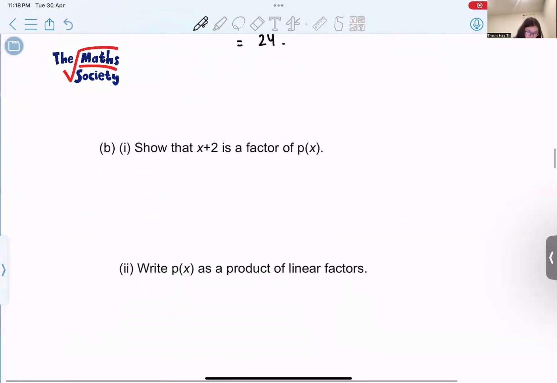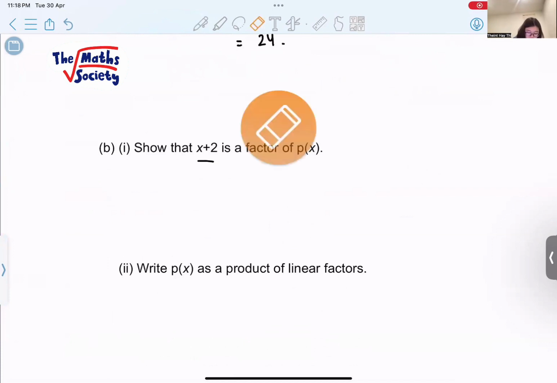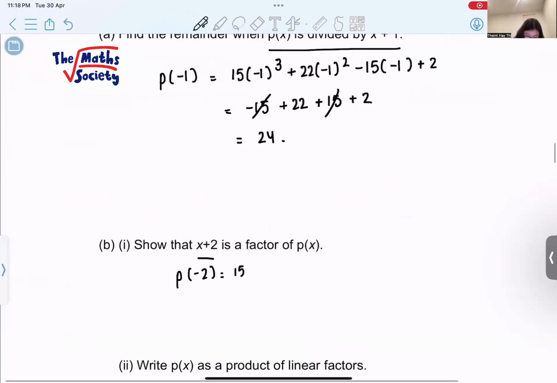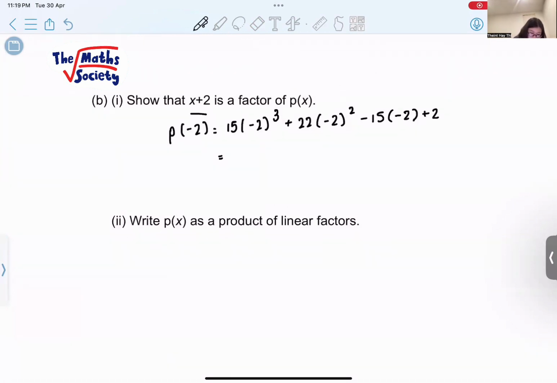And then we need to show that x plus 2 is a factor of p of x. So it basically means that if it's a factor, we need to make sure that 0 is the answer, yeah? So it's going to be p of minus 2. And we know here 15 times minus 2 cubed plus 22 times minus 2 squared. Minus 2 cubed is minus 8. So it's minus 8 multiplied by 15, which will get minus 120, plus 88, plus 30 plus 2.